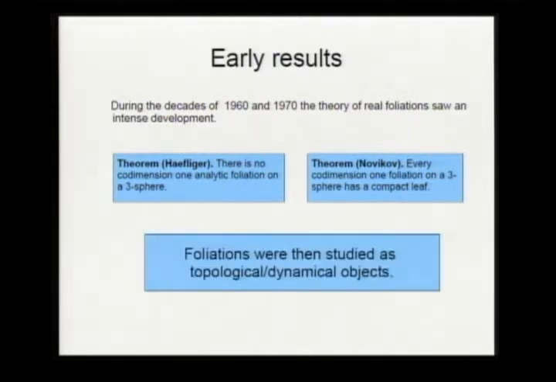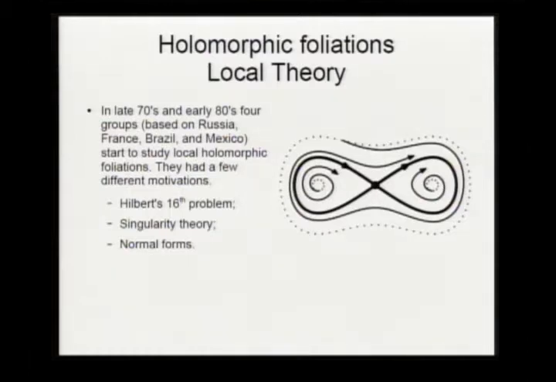So at the beginning, in the 60s and 70s, foliations were studied as topological and dynamical objects. I will not review all the literature in the 60s and 70s because it's tremendous. There are a lot of different points of view, a lot of works, and I will not be able to do justice to them. So in the late 70s, people started to study the local theory of holomorphic foliations, while before people were mostly interested in smooth foliations.